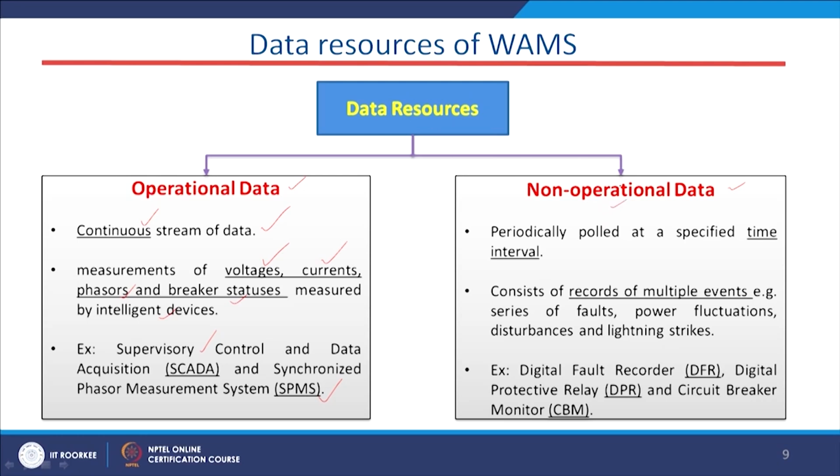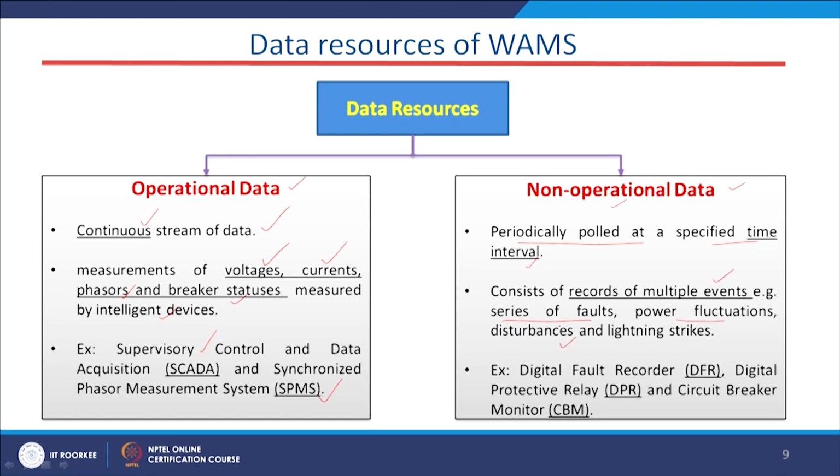Coming to non-operational data, it is periodically polled at a specified time interval. So, this is not a continuous mode of operation; the data does not come continuously. That is why it is periodically polled, and it consists of records of multiple events like a series of faults, power fluctuations, disturbances or lightning strikes.